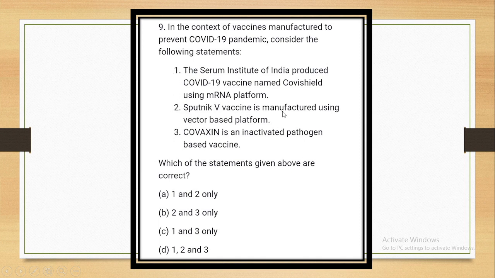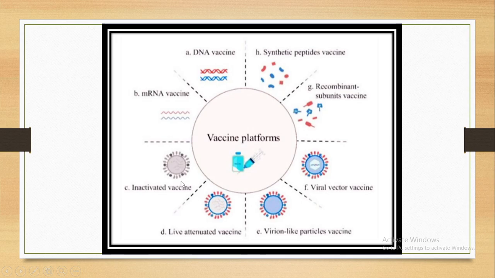Sputnik 5 vaccine is manufactured using a vector-based platform. The second statement is correct. The third statement is this, Covaxin is an inactivated pathogen-based vaccine. It is also correct. So the second and third statements are correct, and the first statement is incorrect. So the answer to this question is option B, 2 and 3 only. See, Covishield uses a viral vector platform, and Sputnik 5 also uses an adenovirus vector platform. Covaxin is based on a virus-inactivated platform. So the answer is option B.